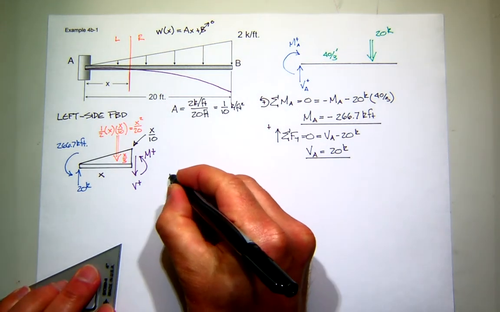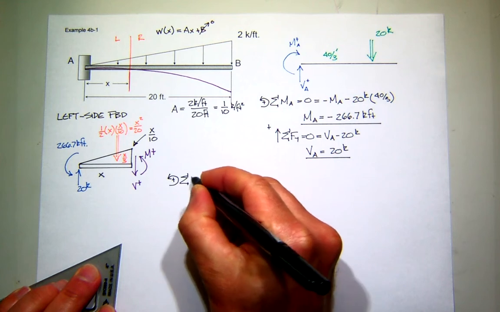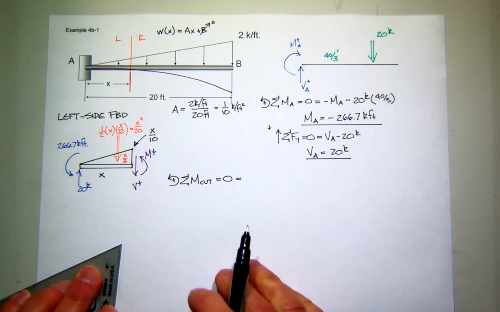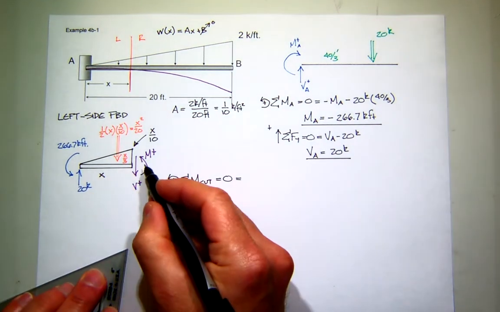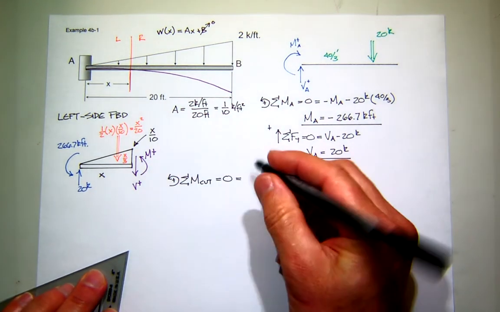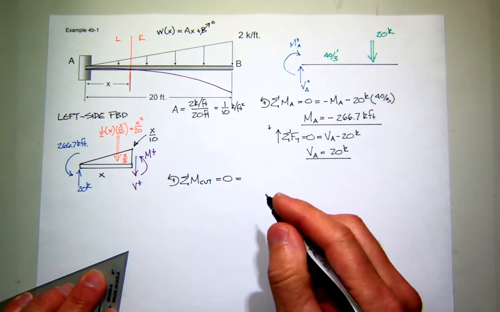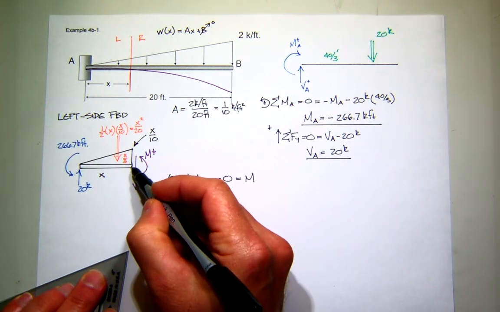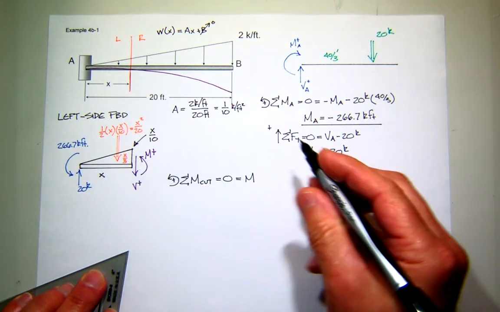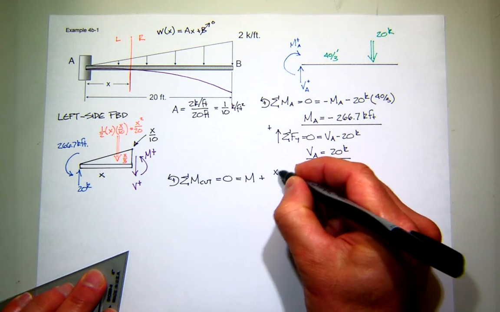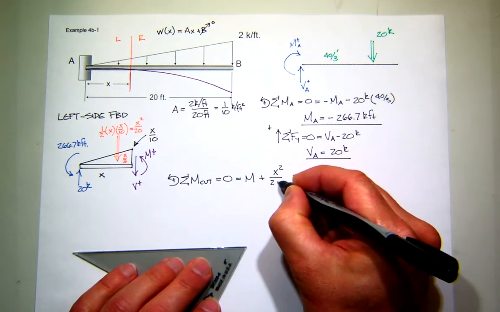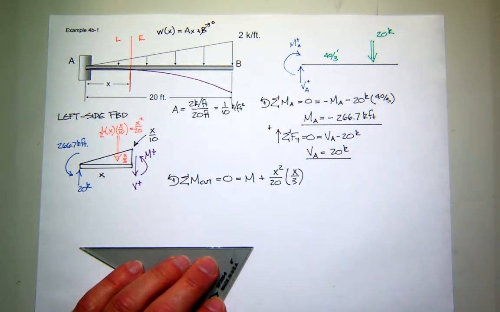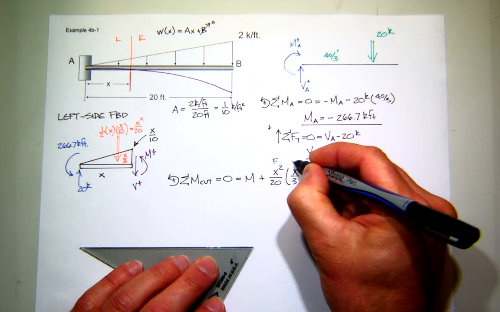So we'll start by summing our moments, and we'll sum them at the cut, and we'll make sure they're in equilibrium. So let's just account for everything. I'll start here on the left and work this way. So my assumed moment here is positive or negative? Using the right-hand rule, positive. What about the concentrated equivalent force? Is it creating positive or negative moment about the cut? Positive. So the force is x squared over 20, and the distance is x over 3. So just to remind you, force, distance.